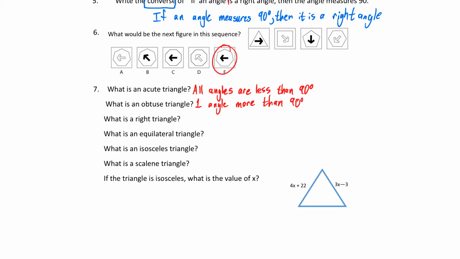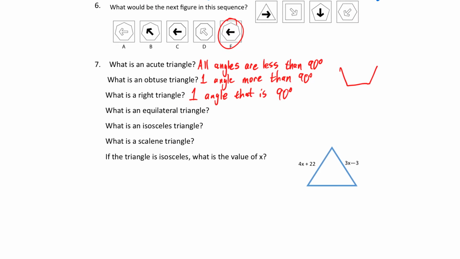Could you have an obtuse triangle with two obtuse angles? No. Nope. Remember, it'd be impossible to be like that. You couldn't do it. Okay, what's a right triangle? It's got one angle that is 90 degrees. Okay, what does equilateral mean? All sides are congruent. What is isosceles? Two sides are congruent, and then scalene, no sides are congruent.